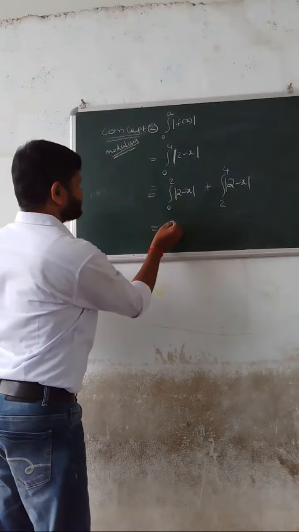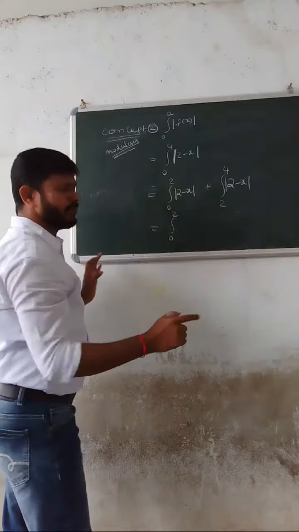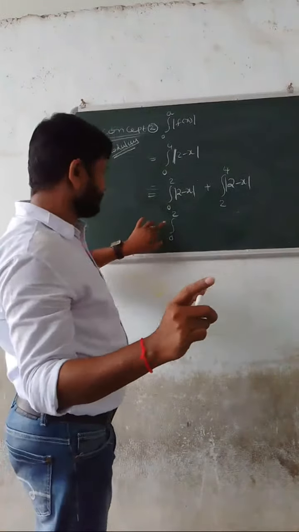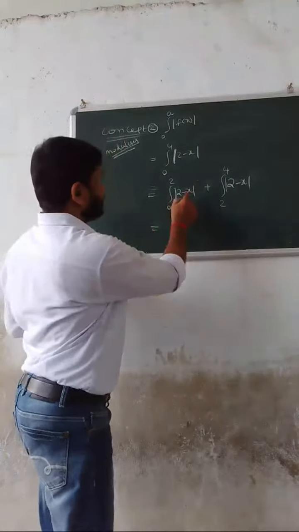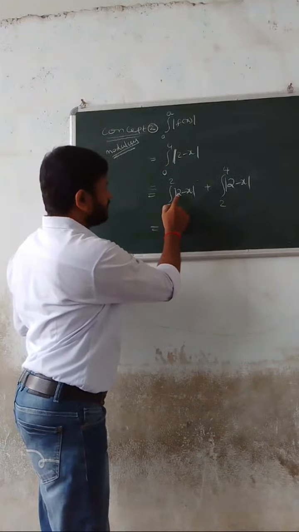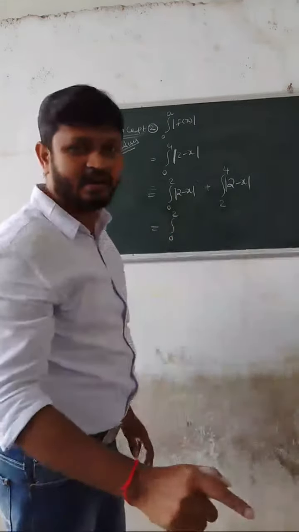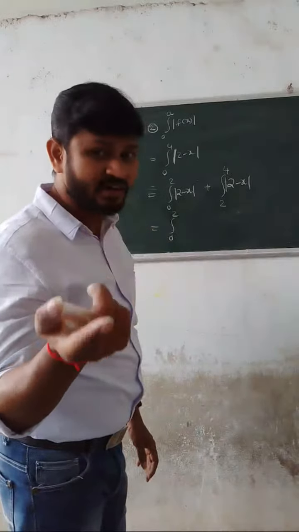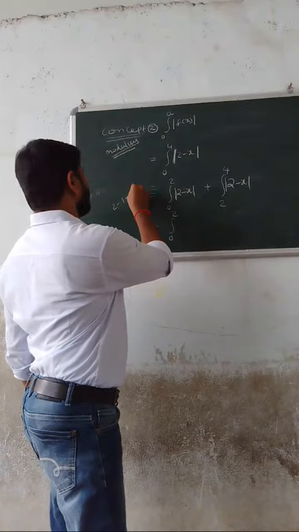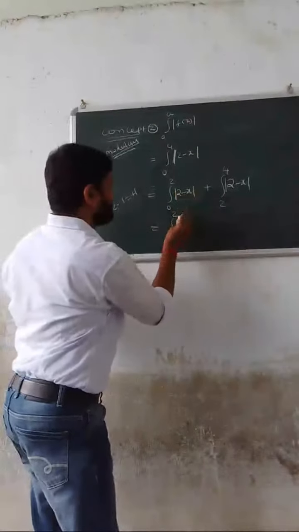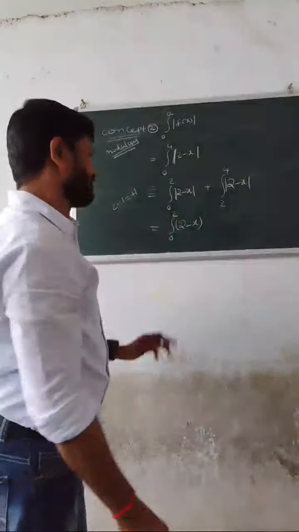How, sir? This is 0 to 2. Between 0 and 2, take the number 1. Put here 1. What happened? 2 minus 1 is what? Positive 1 or negative 1? 2 minus 1 is positive 1. So this should be positive. That is finished.